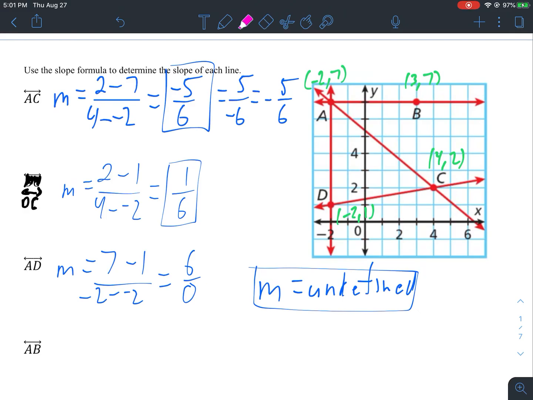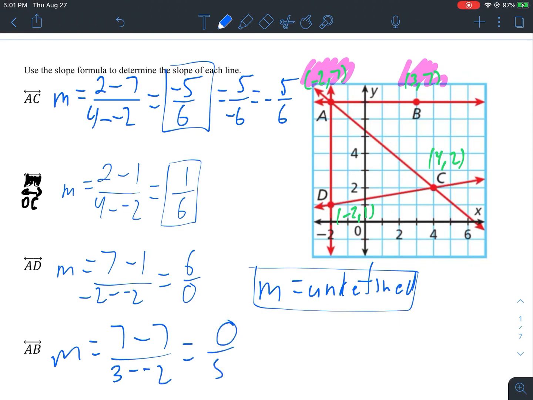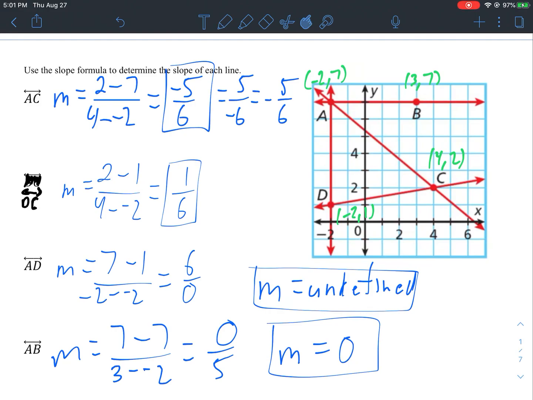So our last one here is AB. That slope would be 7 minus 7 over 3 minus negative 2, which is 0 over 5. Okay, 0 over anything is not undefined. 0 over anything is defined. If you divide 0 by anything, the answer is always 0. And what kind of a line is AB? Well, AB is a horizontal line. So any horizontal line will always have a slope of 0. Again, not just in this class, but always.